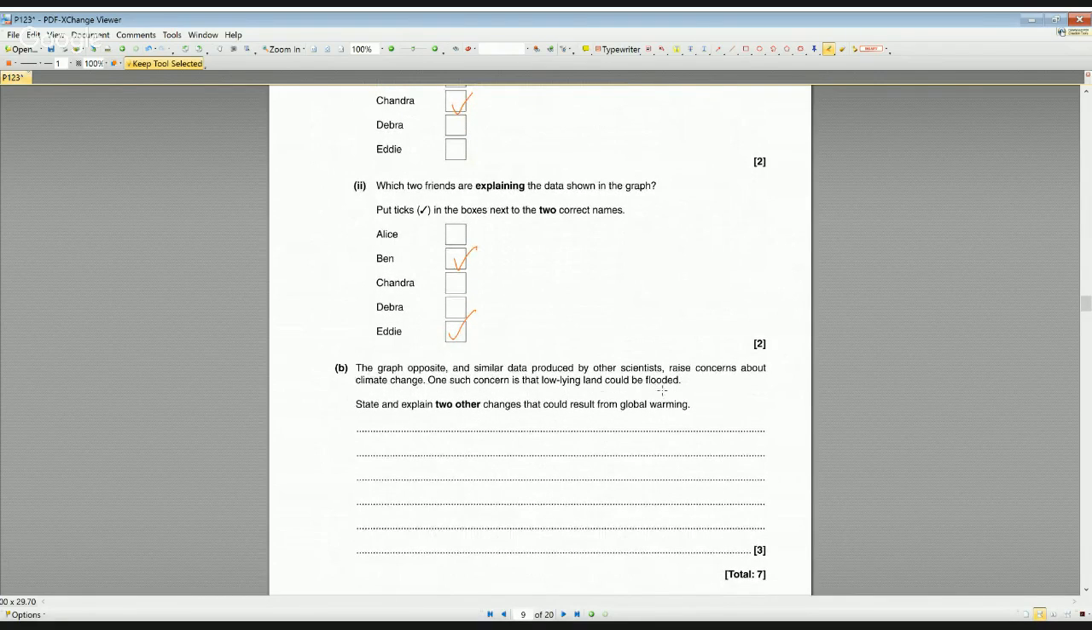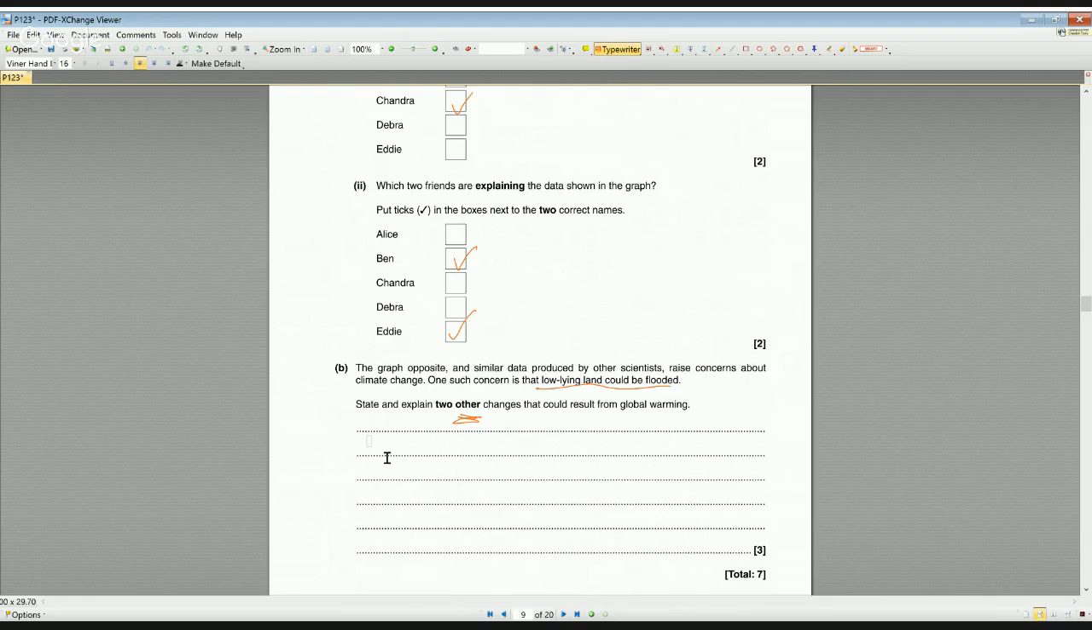The graph opposite and similar data produced by other scientists raise concerns about climate change. One such concern is that low-lying land could be flooded. State and explain 2 other changes that could result from global warming. So be careful. A lot of students tend to write for this question that flooding could occur. Well, that's given to you in the question. It's looking for other things apart from flooding.